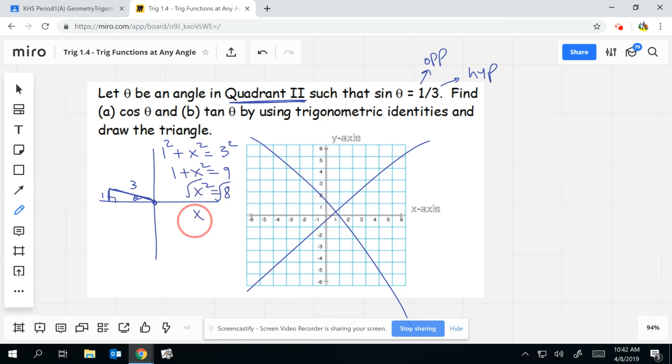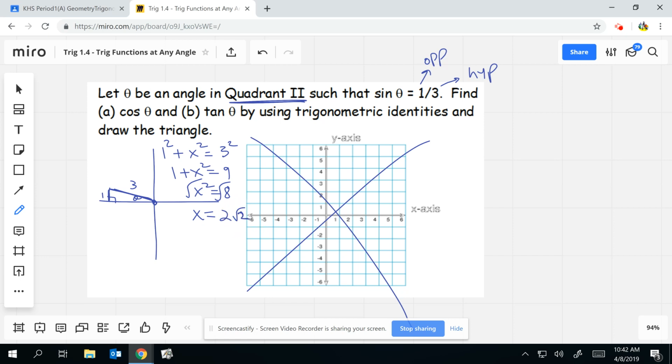You could use radical 8, but I would prefer 2 radical 2 because there's a 4 that can come out of 8. Radical 8 is not wrong. It's still an exact answer. And it's not a very big radical, so it's not a huge thing to have to reduce. But I would prefer 2 radical 2.